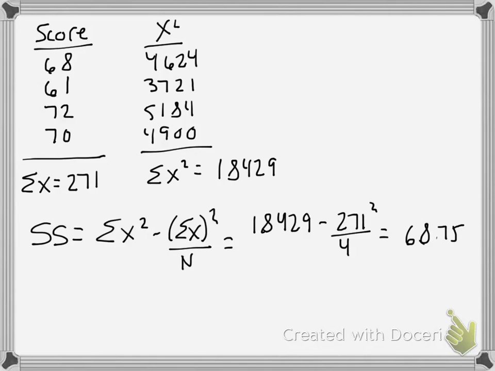Note that I get exactly the same sum of squares if I use the computational or the definitional formula. Right? This computational formula is quite a bit easier because you have buttons on your calculator for computing the sum of x's and for computing the sum of x's squared.